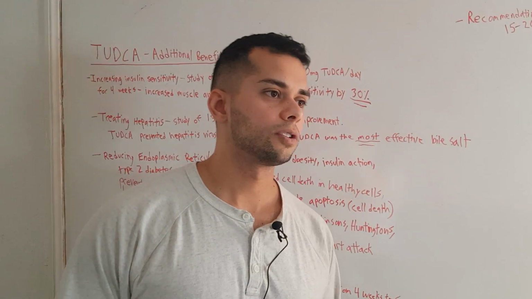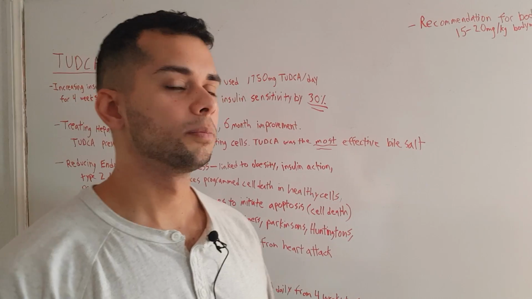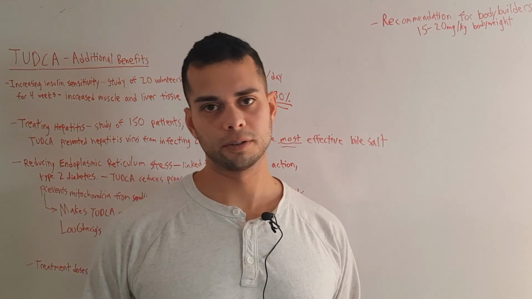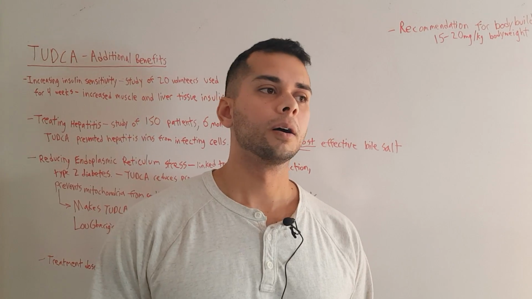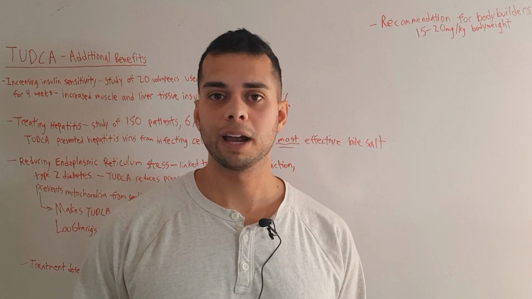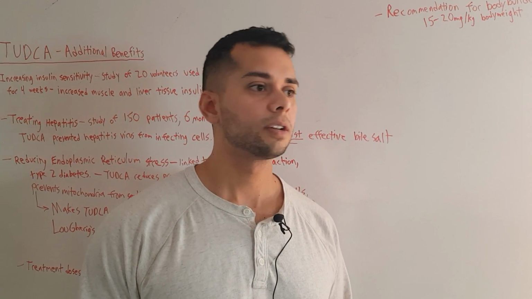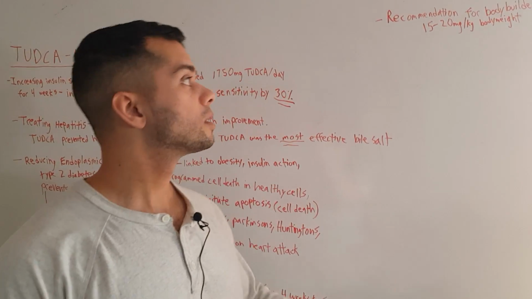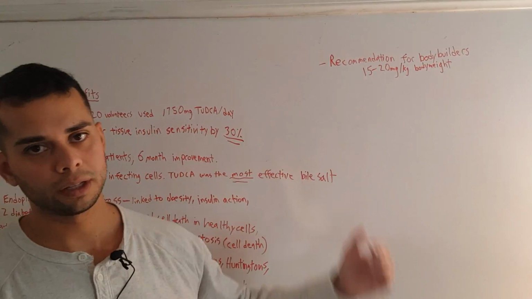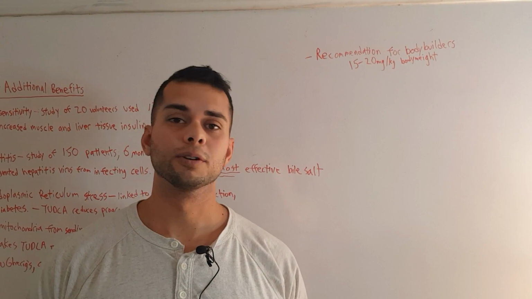Now also, I just want to recap my recommendation for bodybuilders, because the reason that bodybuilders are using TUDCA is usually in terms of liver protection and preventing a buildup of bile in the liver and reducing liver enzymes. So for that type of treatment, I would definitely recommend a dose of anywhere between 15 to 20 milligrams per kilogram of your own body weight.